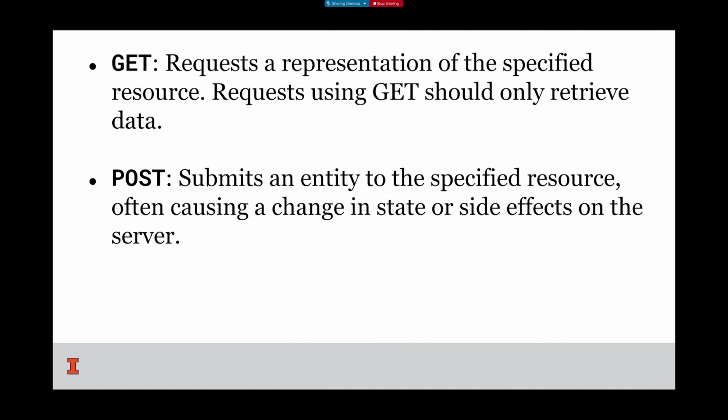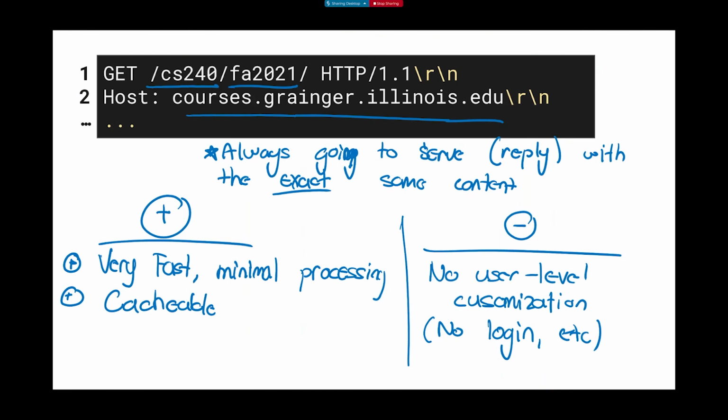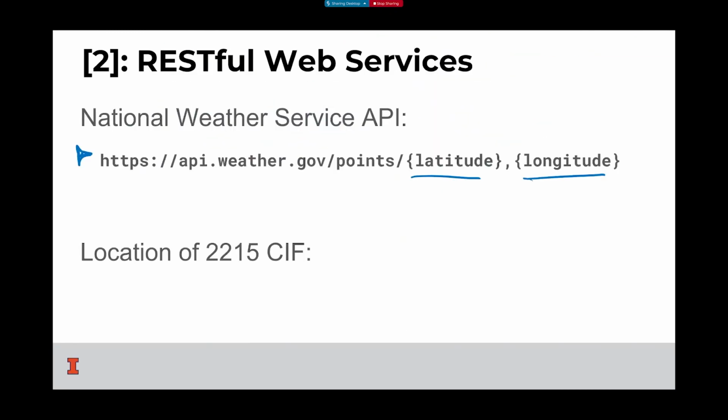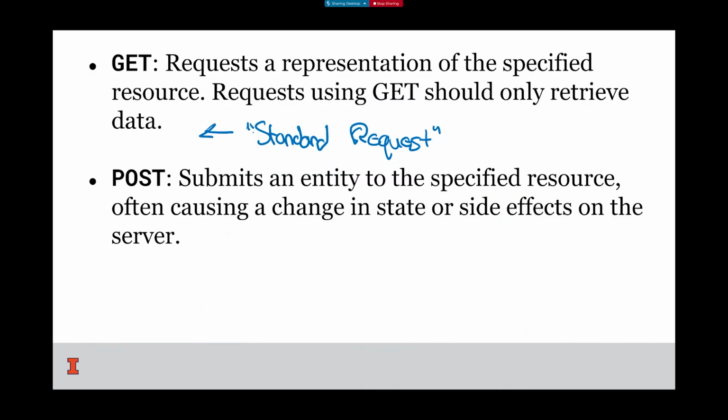If you just make a simple, standard web request, like if you go to a page from a web browser, it's going to send a GET request. And a GET request simply asks the server to retrieve data from that particular location. So if you look at all of these pages, this was a GET request. I'm getting a web page from the 240 website. I am getting the weather forecast for a particular point. These are GET requests, and GET requests are the most standard form of requests.